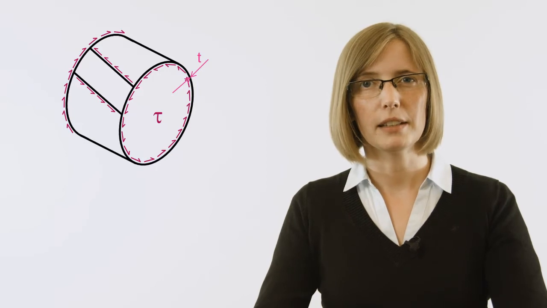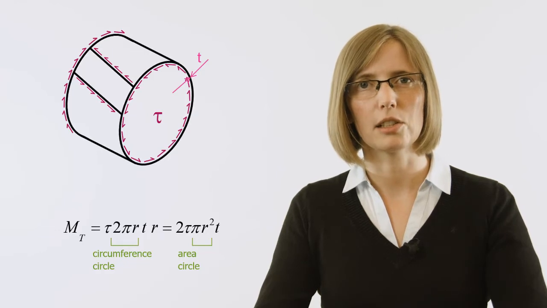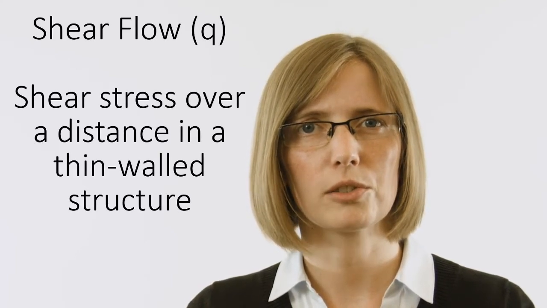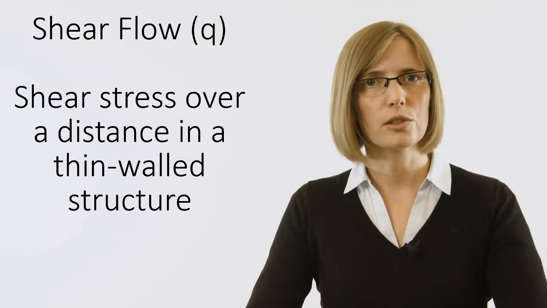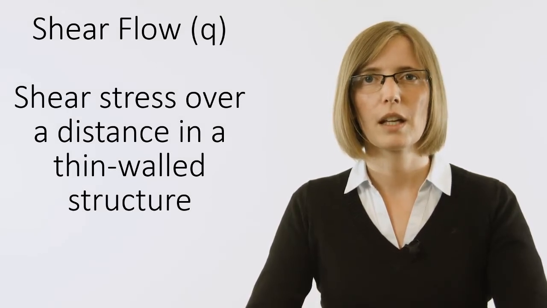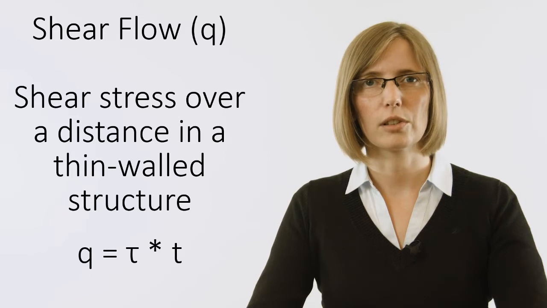When we rewrite this, we can see that the enclosed area of the tube, pi r squared, plays an important role in this relationship. I want to introduce a new definition, the shear flow q. It is defined as a shear stress over a distance in a thin-walled structure. For a thin-walled structure, the shear stress distribution through the thickness can be neglected and can be assumed to be constant. The shear flow is the shear stress times the thickness of the structure.